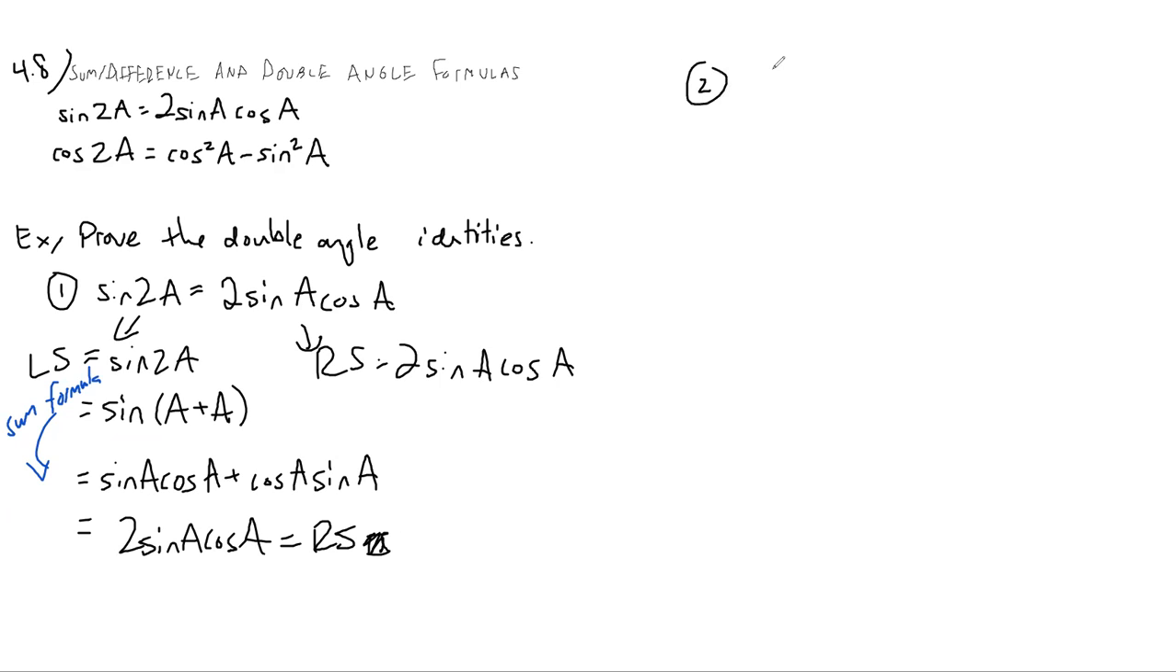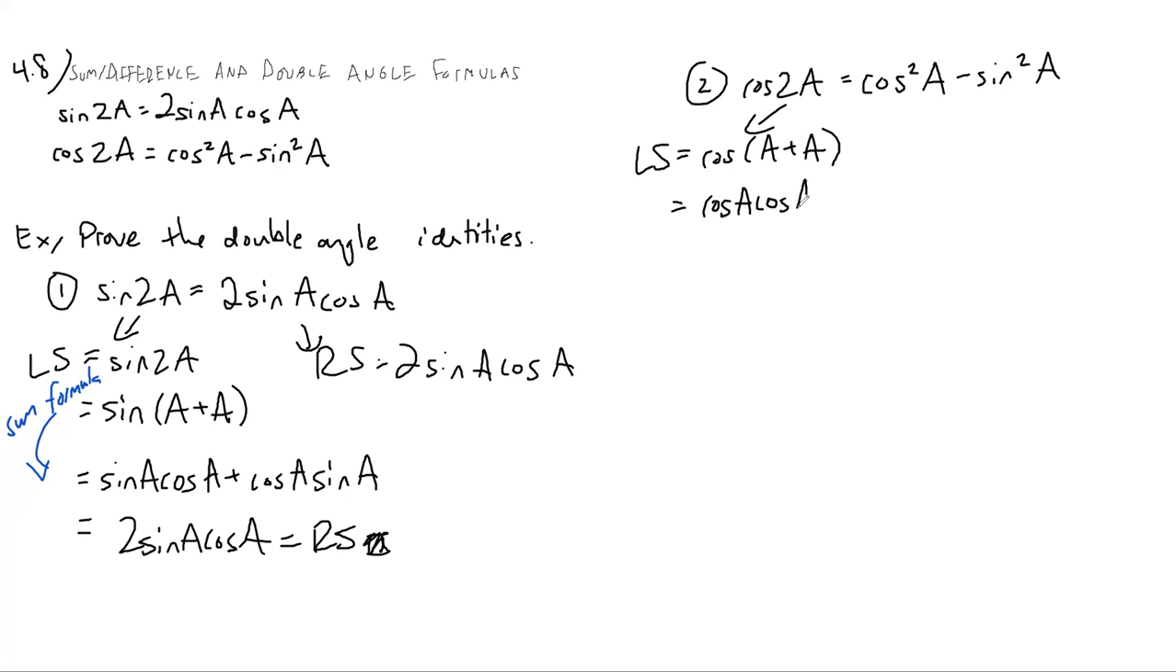So for the other formula, it's going to be really the same thing. But we're going to generate a couple of additional identities out of this. So the left side, I'm going to do the same thing, write that as a plus a. And if you remember the sum formula, it's cos of the first, cos of the second, which are both a, minus sine of the first, sine of the second, which are again both a. And hopefully you can see it's exactly the right side. It's cos squared a minus sine squared a.